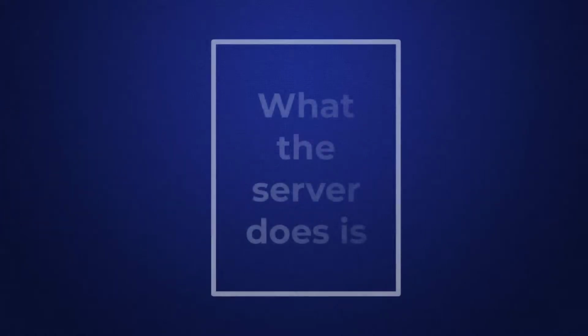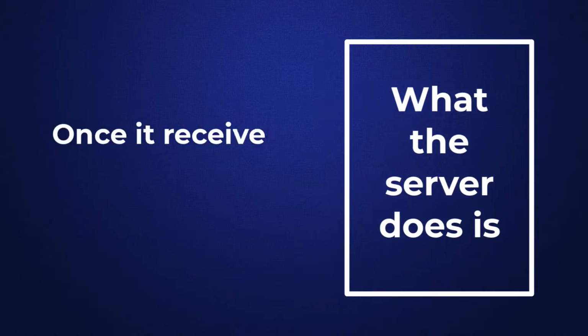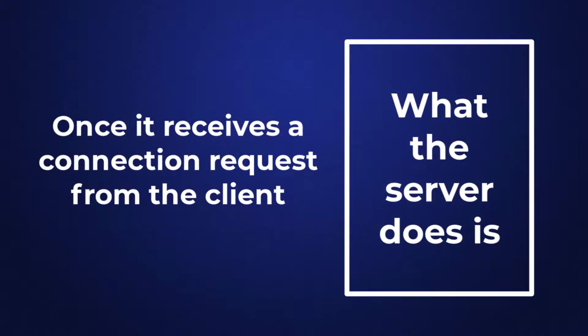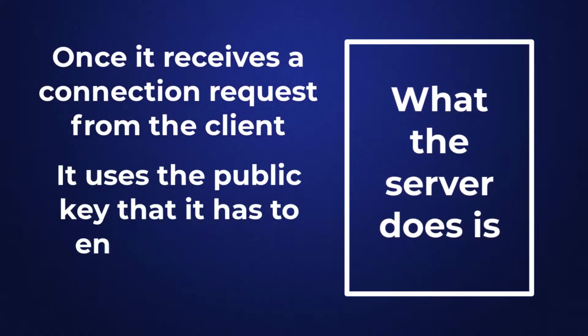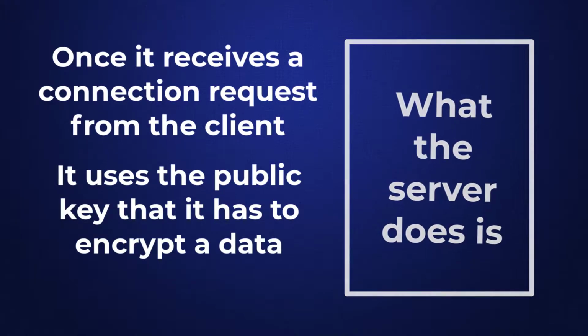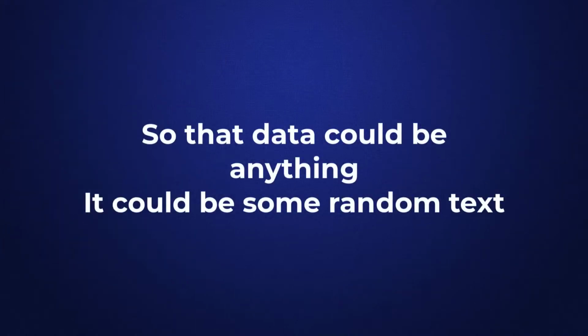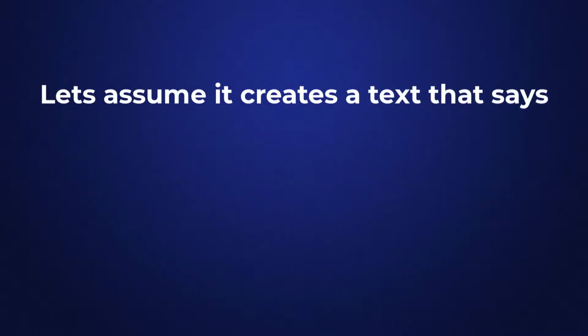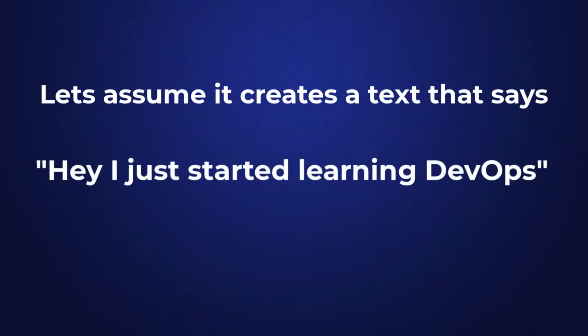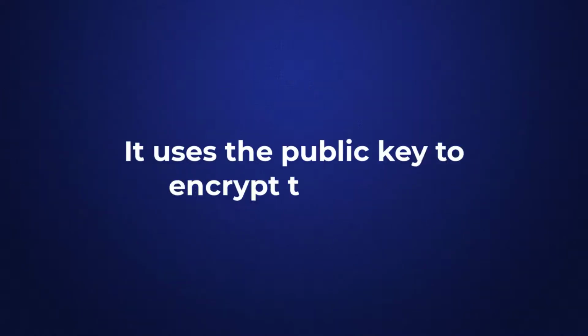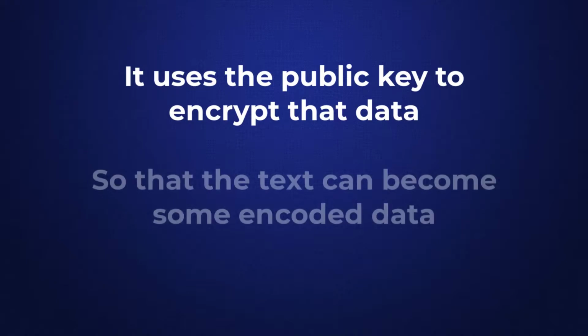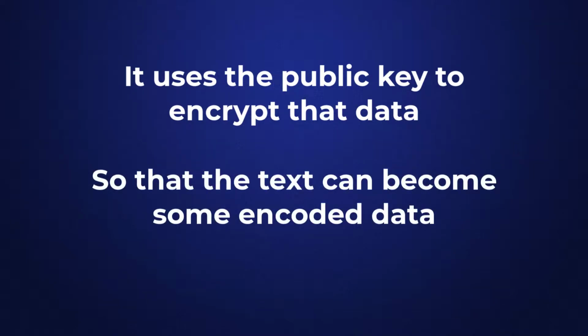So what the server does is, once it receives a connection request from the client, it uses the public key that it has to encrypt a data. That data could be anything. It could be some random text. For the sake of explanation, let's assume it creates a text that says, hey, I just started learning DevOps. So it uses the public key to encrypt that data so that the text can become some encoded data.